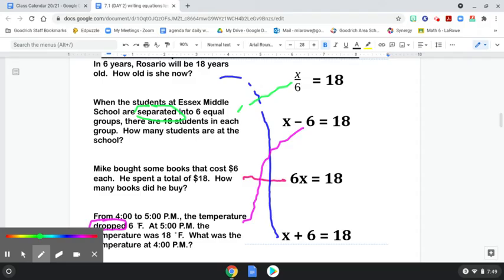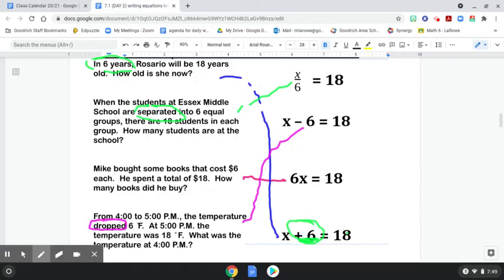So the first situation matched with the x plus 6 equals 18 because in 6 years means she's going to gain 6 years to her current age. And once we take her current age and we make her older by 6, she'll be 18. She's not 18 right now, though.